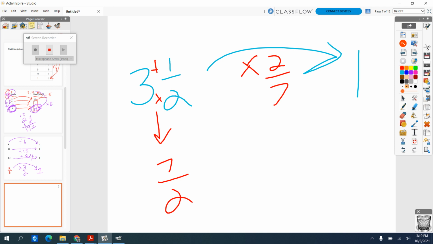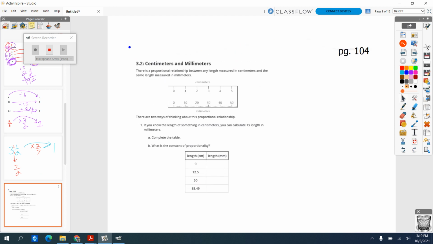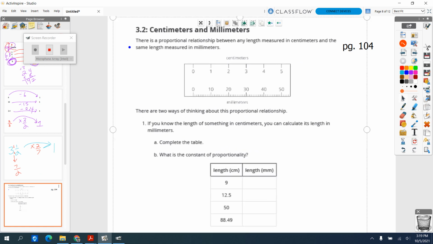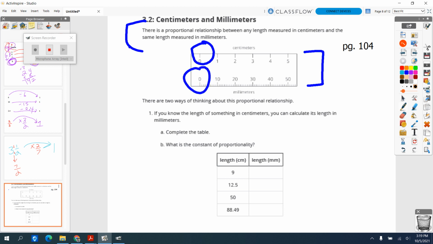Hopefully that made sense. All right, so now, if you go to page 104 in your book, you'll see this page right here. We're going to do one of these together, and then you're going to do one on your own. Okay? So there is a proportional relationship. I'm just reading this top right here. There's a proportional relationship between any length measured in centimeters and the same length measured in millimeters. Okay? So this is right here. You can see the relationship. When there are 0 centimeters, there are 0 millimeters. When there are 2 centimeters, there are 20 millimeters. So if I was to make a table of that, I have centimeters and I have millimeters.